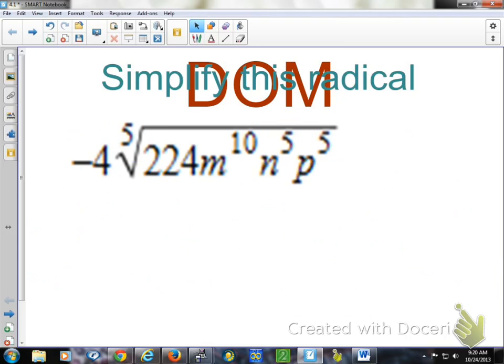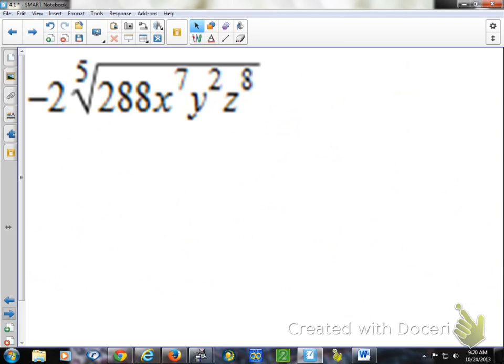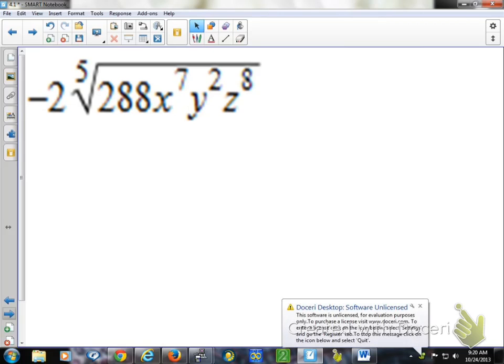All right, the first one on the left. This one is just like the one we just did. So, here we go. I'm going to ask random people. First of all, the -2, what do we do with it? Yeah, just bring it down. Don't touch it at all. So I'm going to put this 5th root over here. We're going to take some stuff out, leave some stuff in.